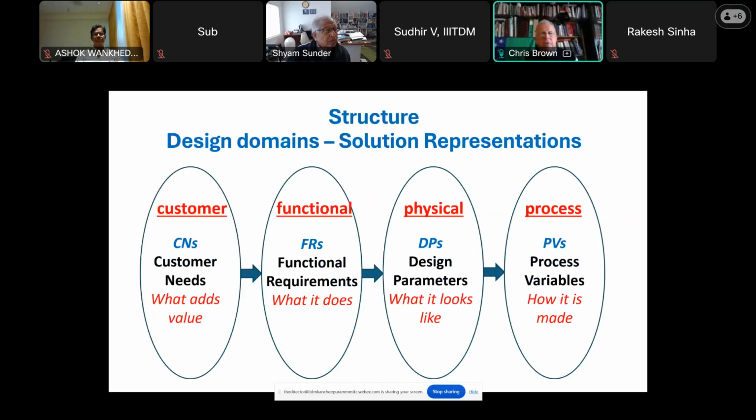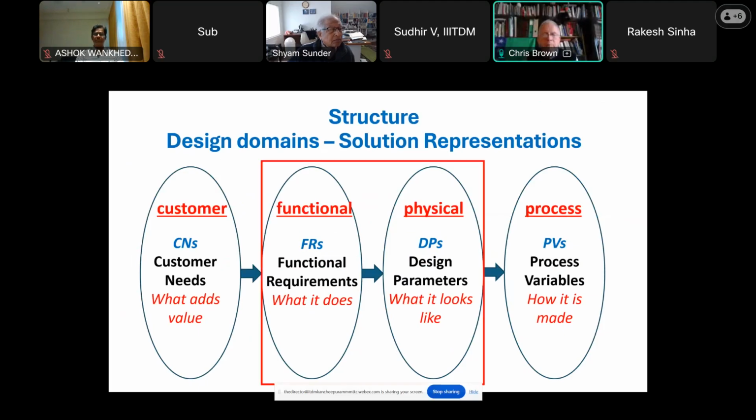For the structure, we've got a horizontal decomposition into domains. So these are different ways, essentially, of describing a design. What do the customers or stakeholders or society need? What functions will satisfy these needs? What are the physical solutions that will fulfill these functional requirements? And then how do we create these things? How do we make them? What are the process variables?